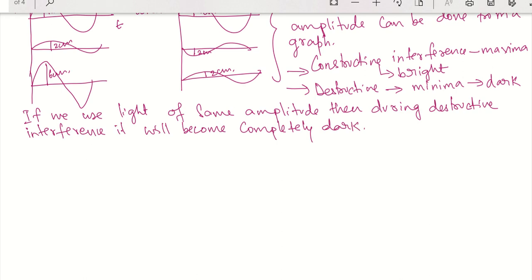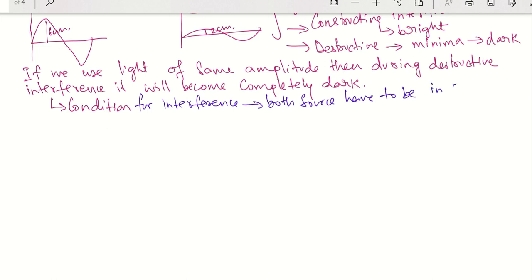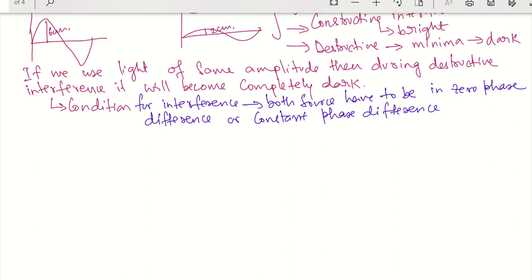So whenever you are having interference, you will always get this. So there are conditions here now. The condition for interference is that both sources have to be in zero phase difference or constant phase difference. The phase difference must also be constant.